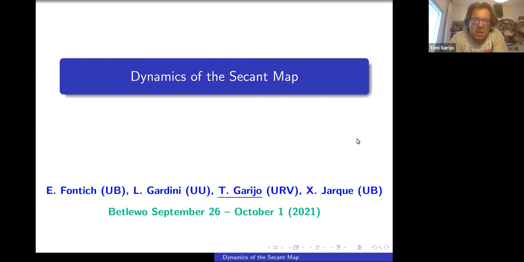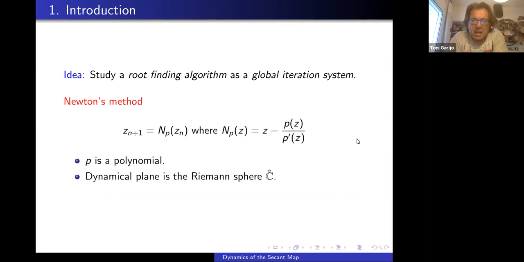In this project, we consider a root finding algorithm, in this case the Secant method, as a global dynamical system. In fact, this is quite an old idea, since at the origin of complex dynamics, they also considered the Newton method as a dynamical system. But the Newton method is one of the most powerful root finding algorithms to solve a nonlinear equation.